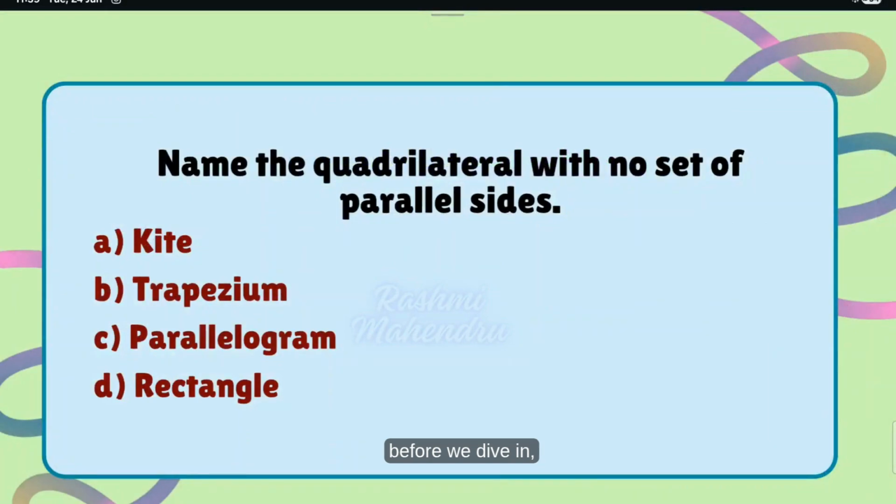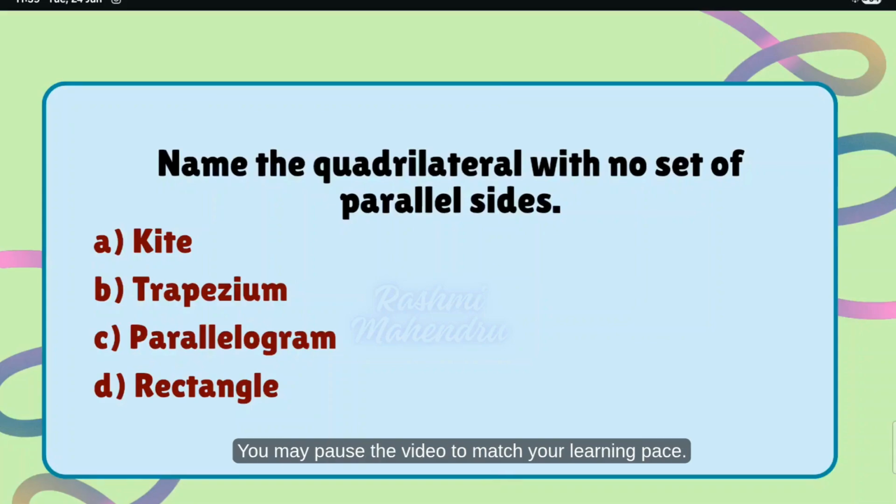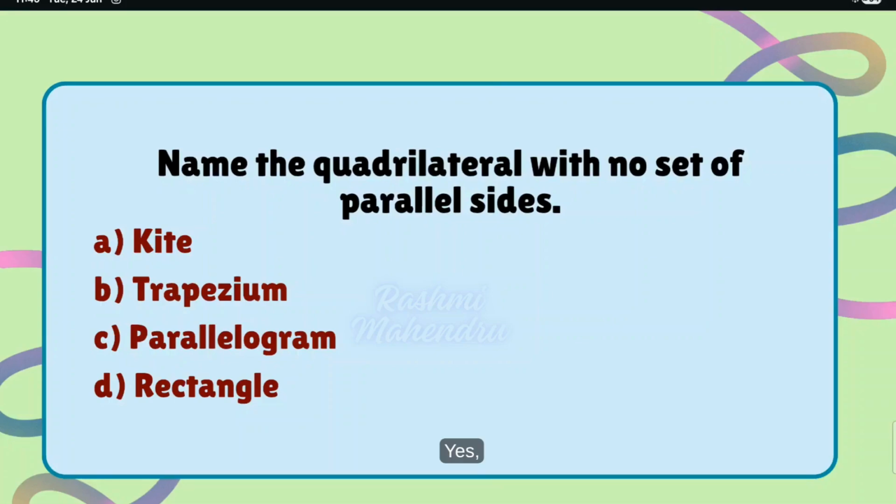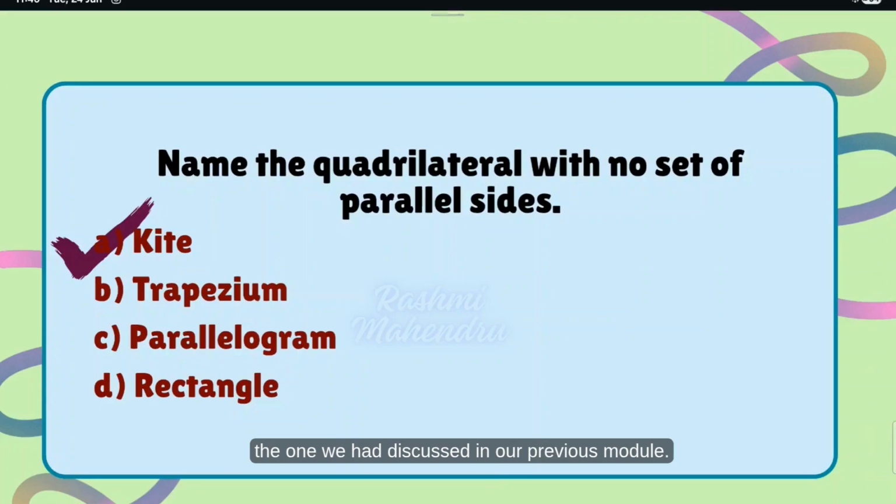But before we dive in, let us quickly answer a few questions. Name the quadrilateral with no set of parallel sides. Is it a kite, a trapezium, a parallelogram, or a rectangle? You may pause the video to match your learning pace. Yes, the quadrilateral with no set of parallel sides is kite, the one we had discussed in our previous module.